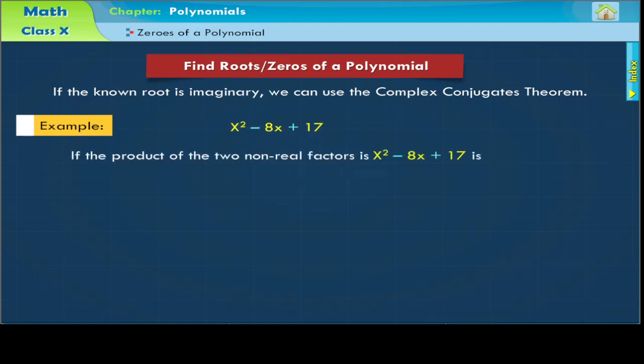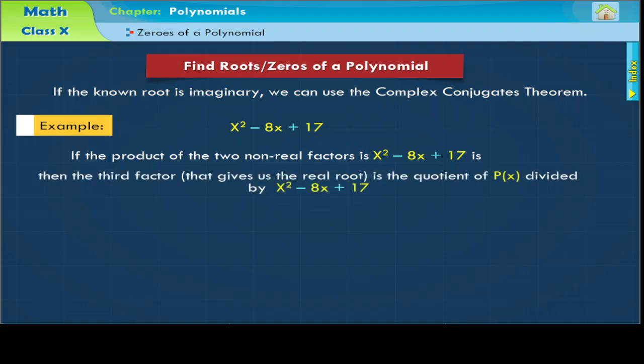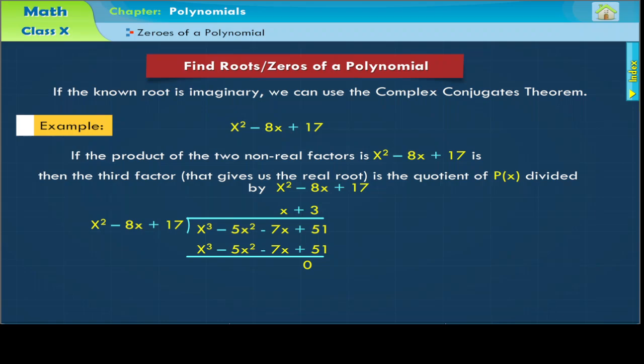If the product of the two non-real factors is x squared minus 8x plus 17, then the third factor that gives us the real root is the quotient of p of x divided by x squared minus 8x plus 17. The third root is x is equal to minus 3. So all of the zeros are 4 minus i, 4 plus i and minus 3.